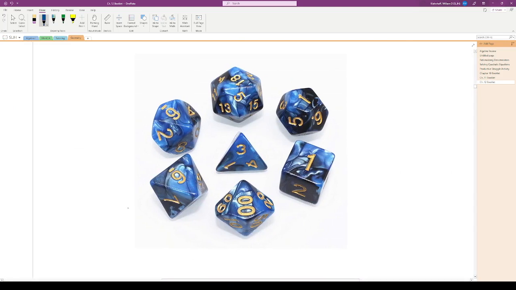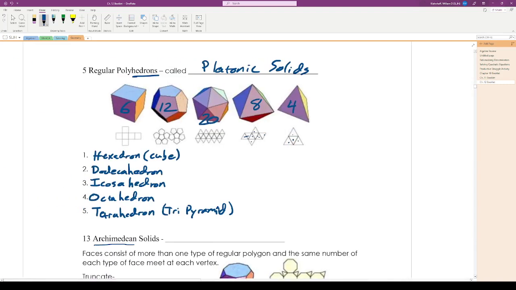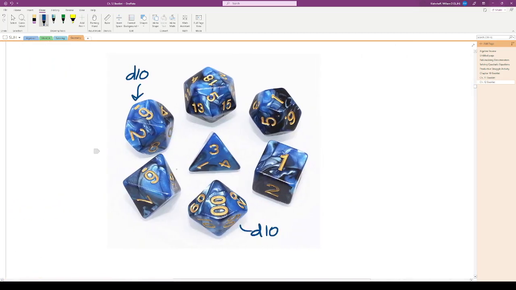So looking at a set of D&D dice, they're sold in sets of 7 dice, and we had 5 Platonic solids. So first thing to note is that this one is a D10, a 10-sided die, and this one that's counting up from 0 to 100 is also a 10-sided die. So we have a repeat. And if you remember over there, we didn't have 10 as one of the options. So we had 4, 6, 8, 12, 20, those are the numbers that form perfect regular polyhedrons.